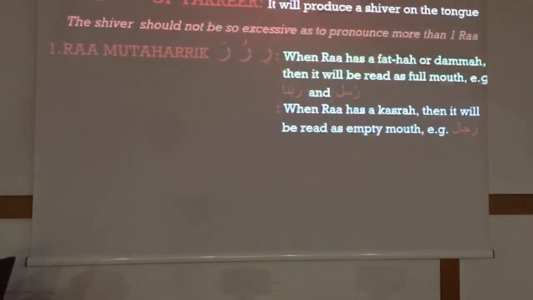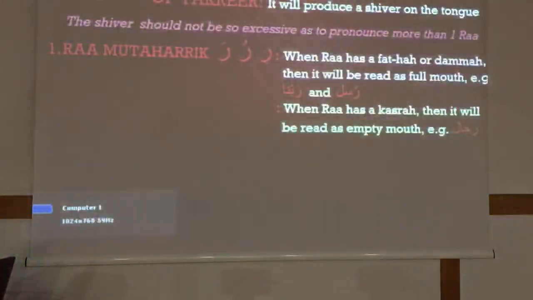Very simple. So let's look at two examples. We have ra with a fatha in the word Rabbana. I want everyone to read this with me, after me. Rabbana. Again, Rabbana. Notice very carefully how I'm reading the ra strong, full. Rabb. But then the ba and the noon, how am I reading them? Empty mouth, because it's an empty mouth letter.